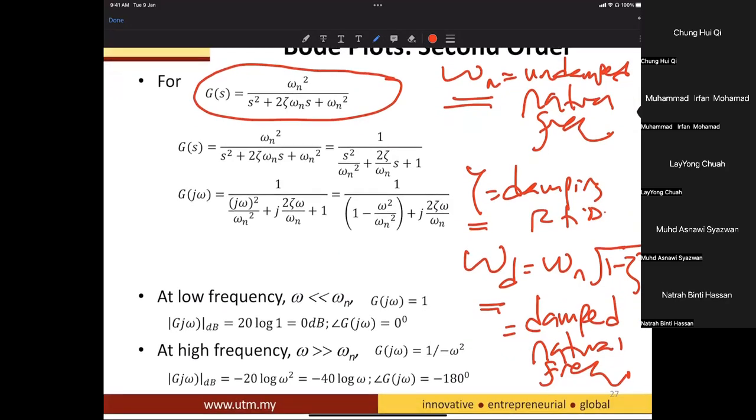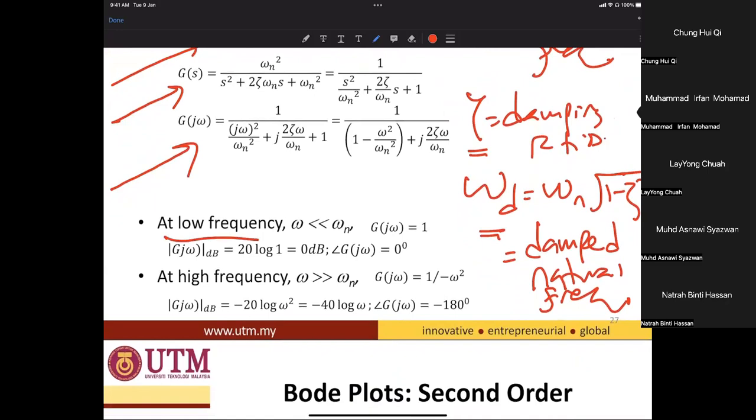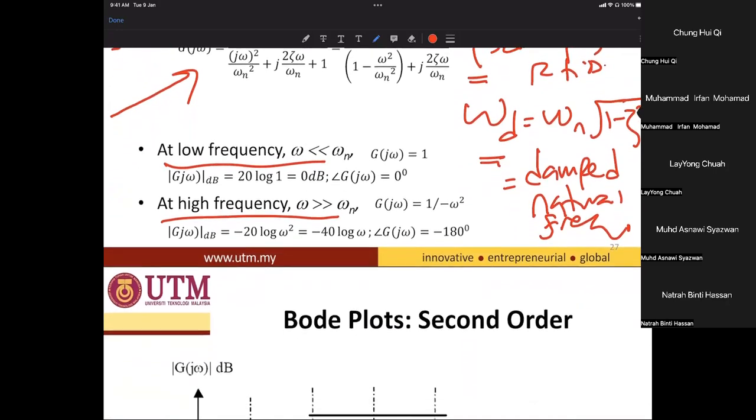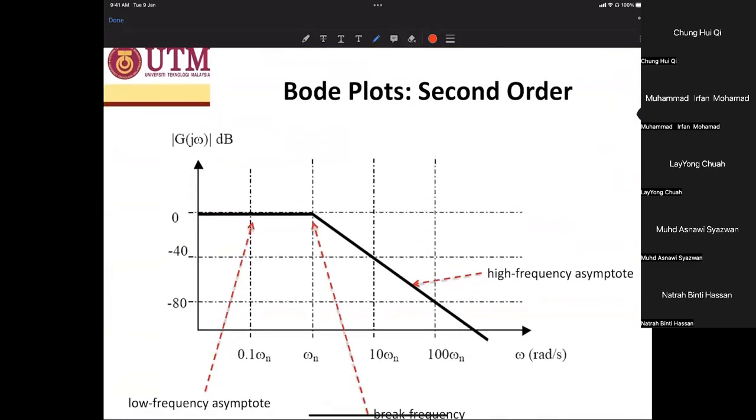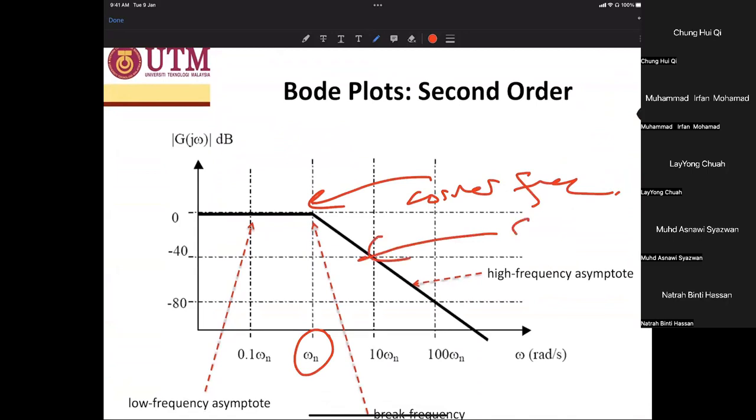So in a second order system, this is the model structure, and then we normalize, and then we differentiate between the imaginary part and the real part. Then we apply the low frequency and high frequency, omega smaller than omega n and omega greater than omega n. Then we plot. So the corner frequency here is omega n. But the slope, what is the slope of these straight line equations?